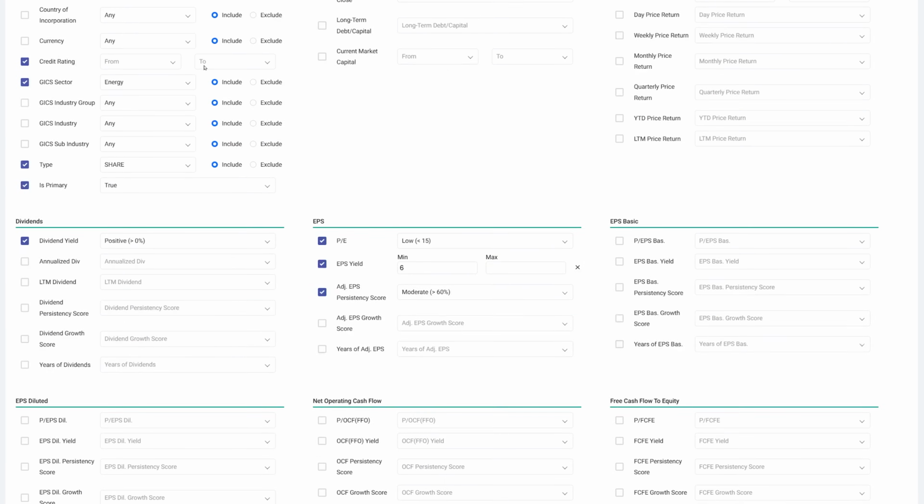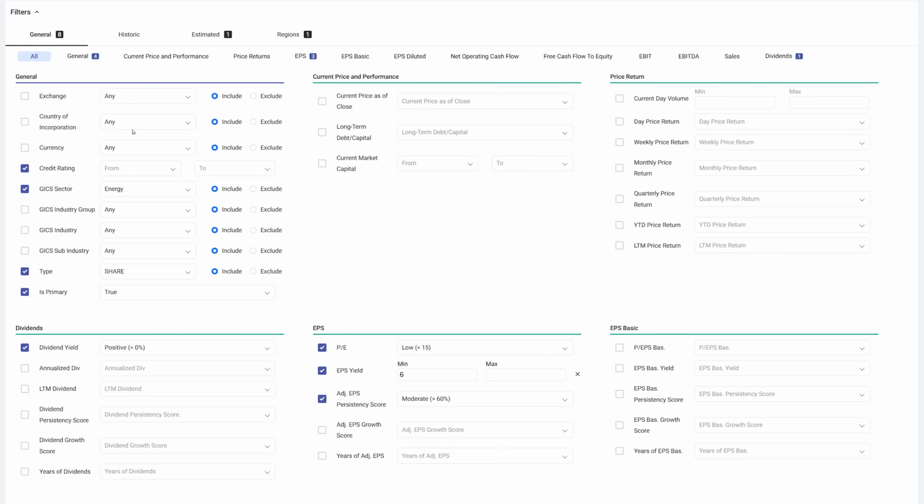Let's start with the energy income screen. What I did was I wanted to see the credit rating, so I just checked credit rating. I didn't put any minimums there. I put the GIC sector as energy, and I did shares and primary tickers. I also did dividend yield; I just wanted a positive dividend yield. I wanted a PE ratio that was less than 15. That's where value comes in. That would be below the orange line, if you will. I wanted earnings yield above 6%. This kind of contradicts us; this should be 6.67%.